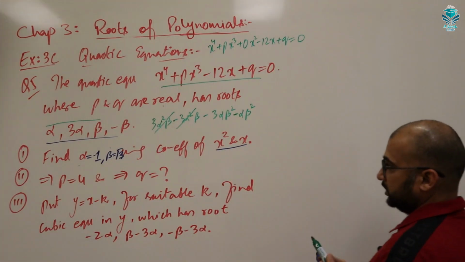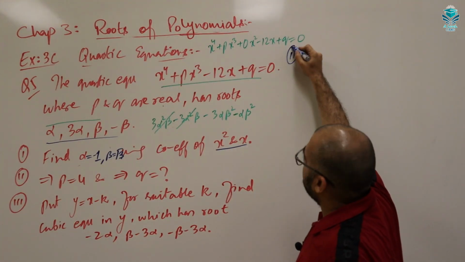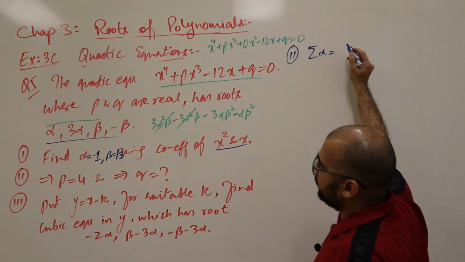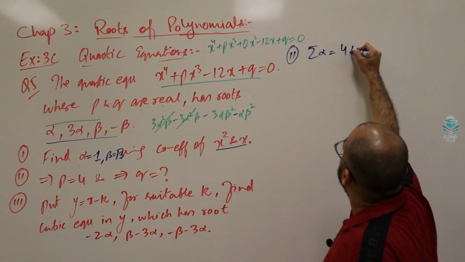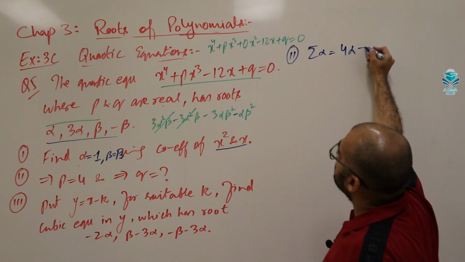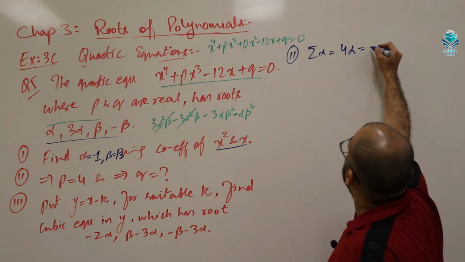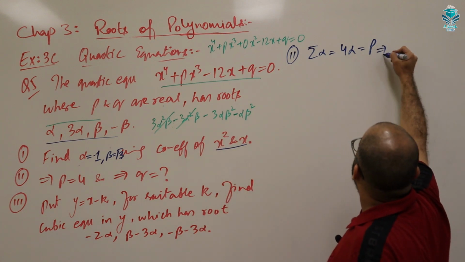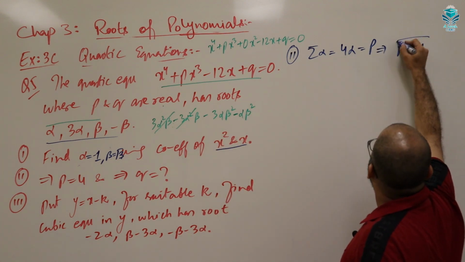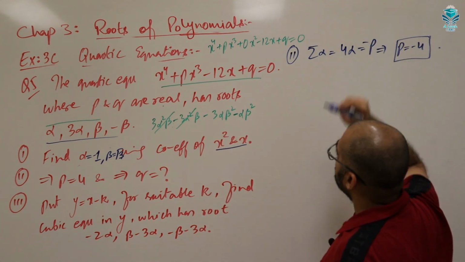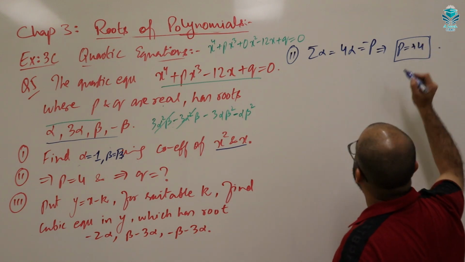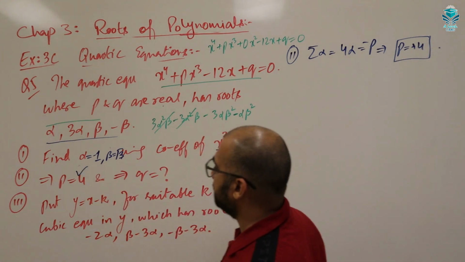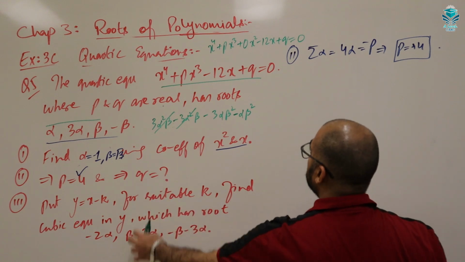Okay. In the next part, for P and Q we have to find Q. By the sum of the roots we have 4 alpha is equal to minus P. Alpha is minus 1, so P equals 4. So we have found the value of P, and we also have to find the value of Q.